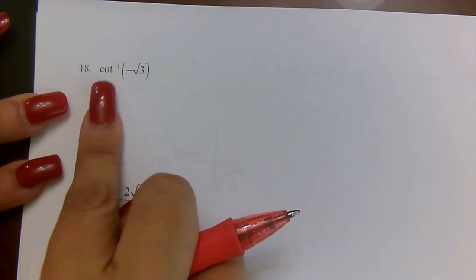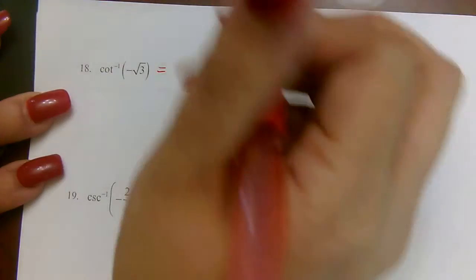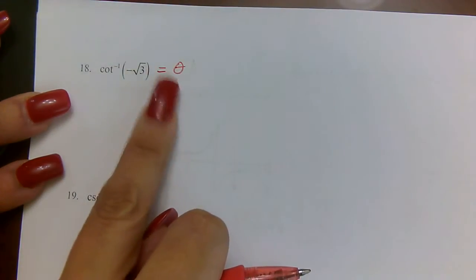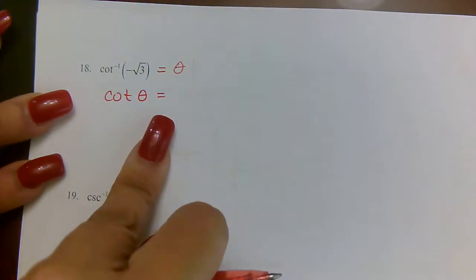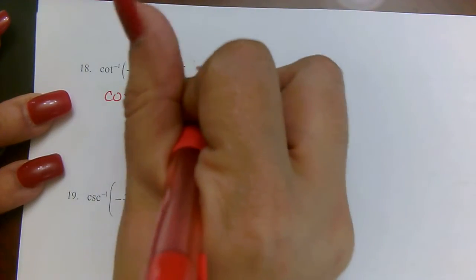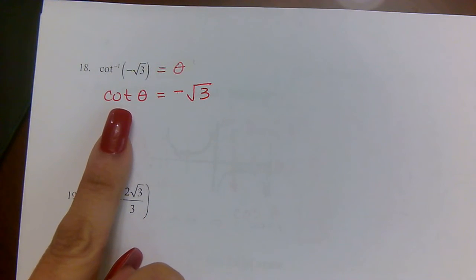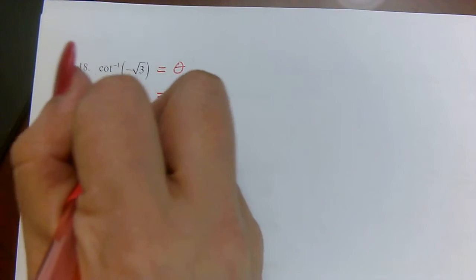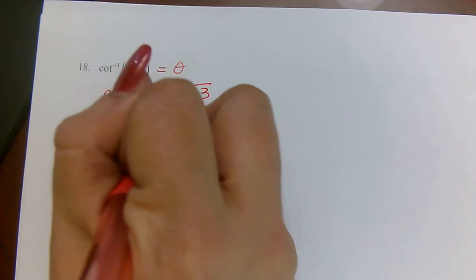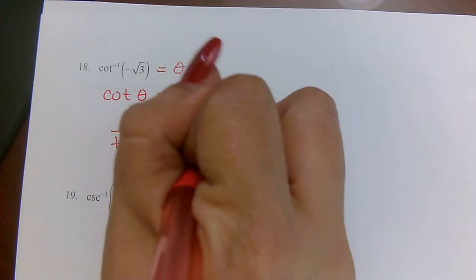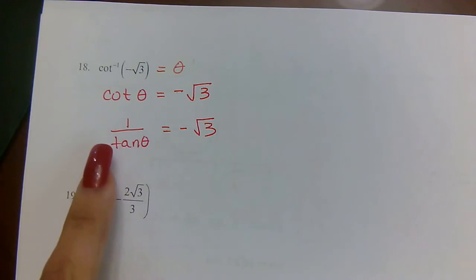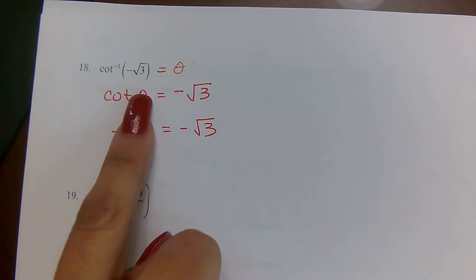For this one over here, we have cotangent. Remember, it's an arctangent, so that means this value is equal to theta. If I bring it over, it'll be cotangent is equal to negative square root of 3. Now, I'm going to go ahead and change this back into a tangent. Remember, this is 1 over tangent theta, which is equal to negative square root of 3. You can do it this way, or you can say, oh, I know what cotangent is.